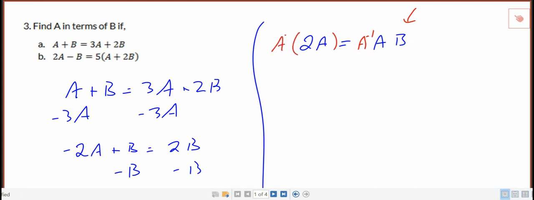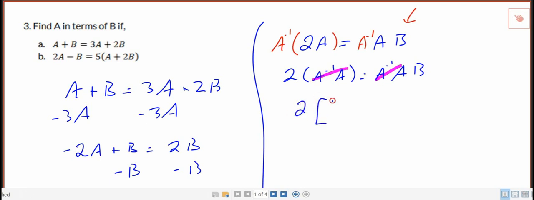Okay? Now, those two would cancel out, and that's a scalar multiple, so I could always do something like 2 times A inverse times A on this side, the A inverse A. But the A inverse and A, those equal the identity, right? So that's 2 times the identity matrix. It's not just 1, right? Would be equal to B.